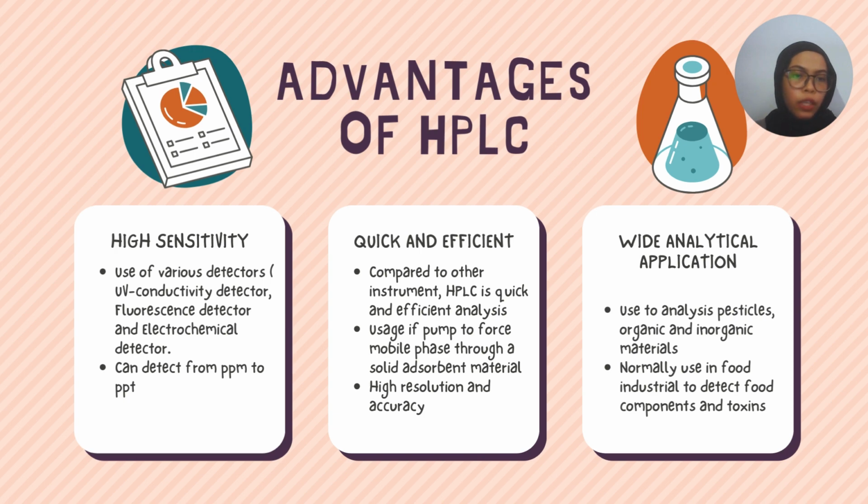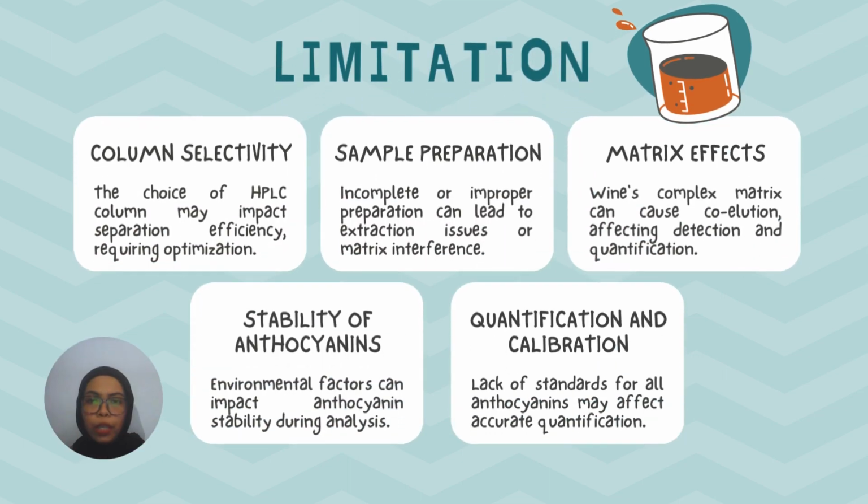normally used in the food industry to detect food components and also toxins. Next, proceed with the limitations. The first one is column selectivity. The choice of HPLC column may impact separation efficiency and also require optimization. Number two is sample preparation. Incomplete or improper preparation can lead to extraction issues or matrix interference.